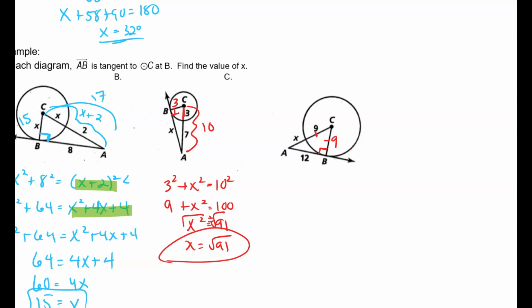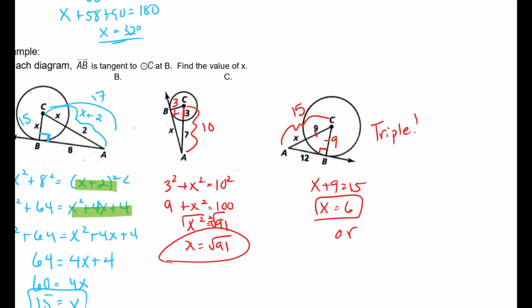Guys, this is a right triangle, correct? If I have a leg that is 9 and a leg that is 12, what is the hypotenuse of that triangle? It's 15. It's a 9, 12, 15 triple. So x plus 9 would equal 15 and x would equal 6.